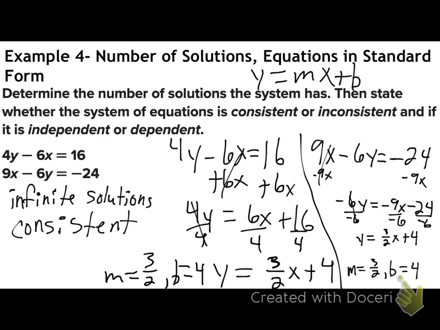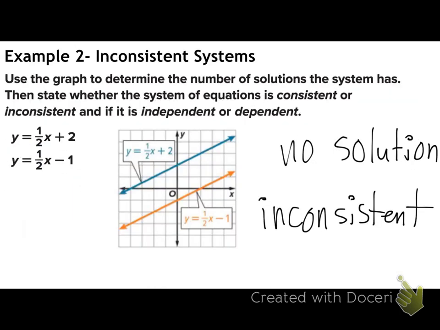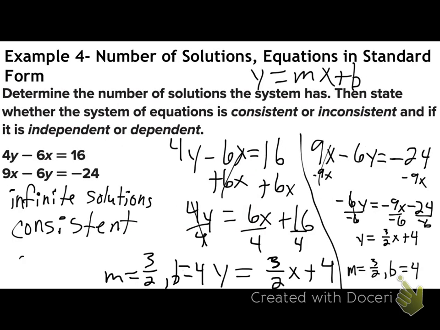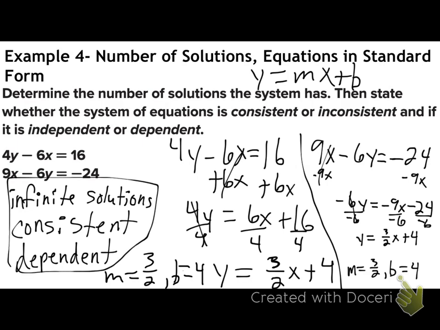Now that it's consistent, I can tell if it's independent or dependent. If it's the same line and I have an infinite number of solutions, what is it? Dependent. There's my answers. We okay with all of that? If you get different slopes, you're going to have one solution because they're going to intersect at some point. Questions on this example?